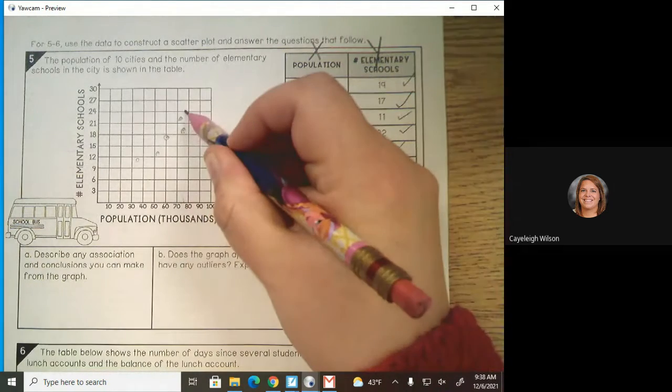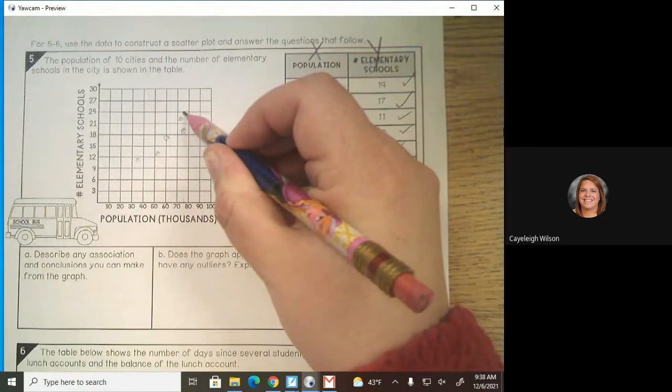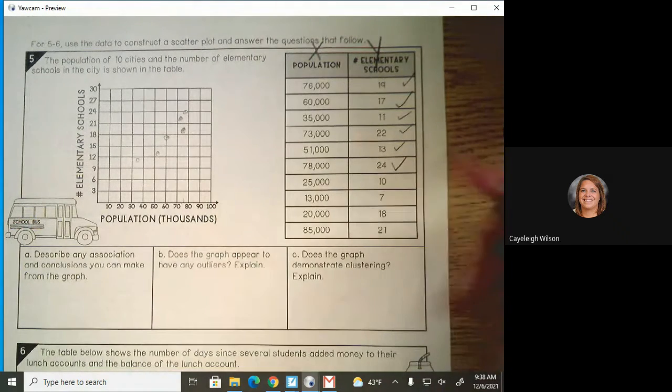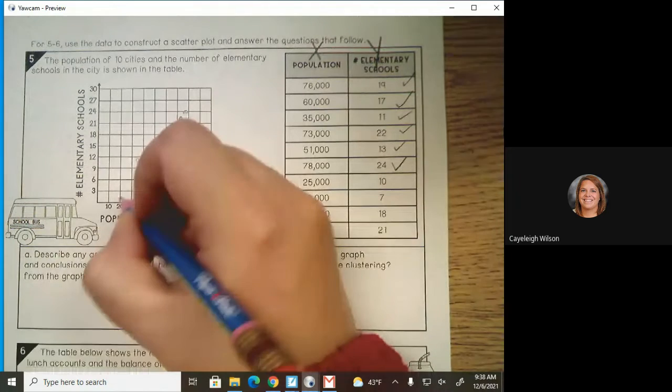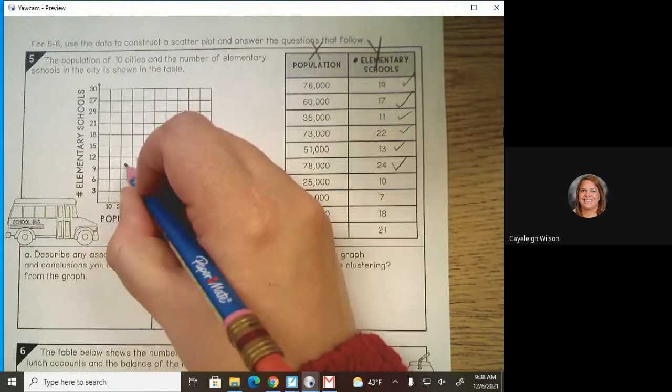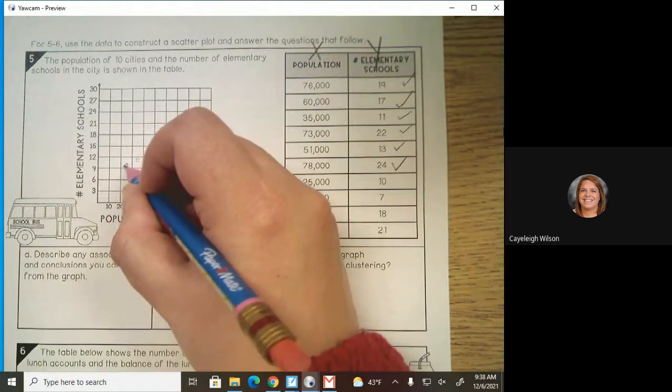This is why I don't like to graph up there, because I never get these anywhere close.